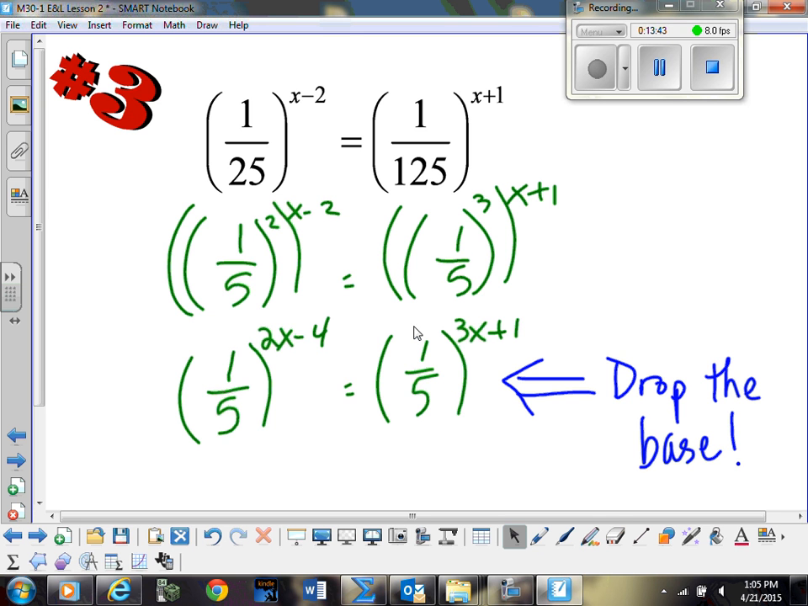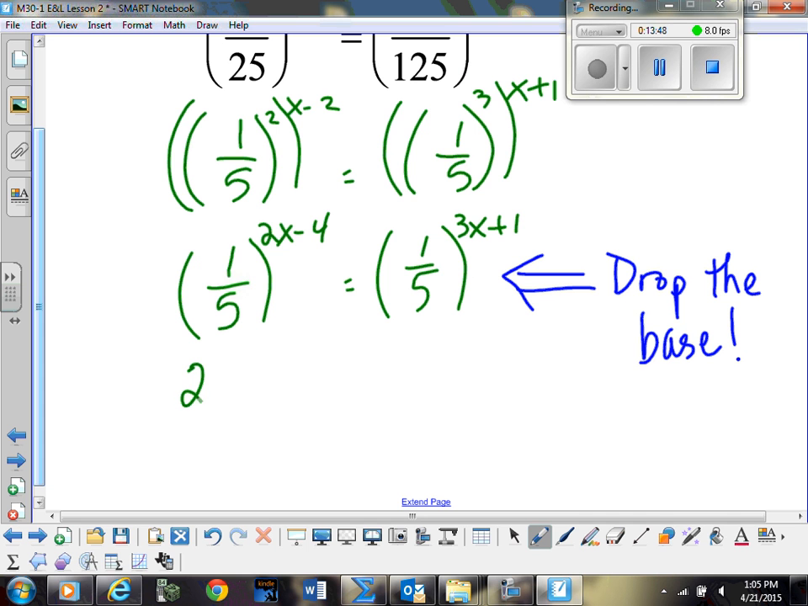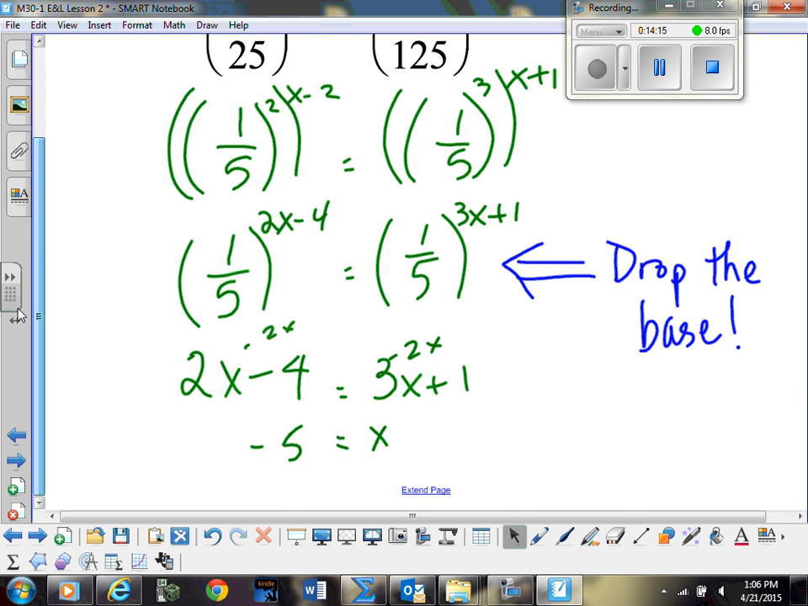All right, now we end up with 2x minus 4. I'm going to subtract the 2x from this side to leave just an x, subtract 1 from this side, and I get x is negative 5. Again, verify, verify, verify. So negative 5 minus 2 is negative 7 on this side. Negative 5 plus 1 is negative 4. So check to see that those will equal each other, and then you know for sure that you have it right.